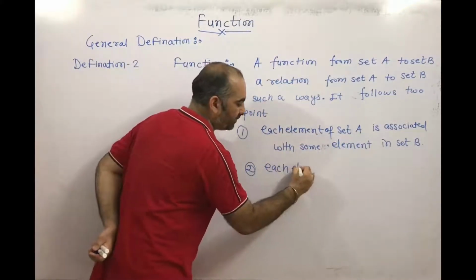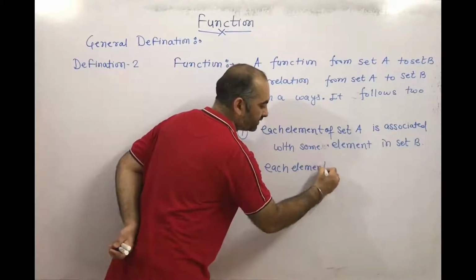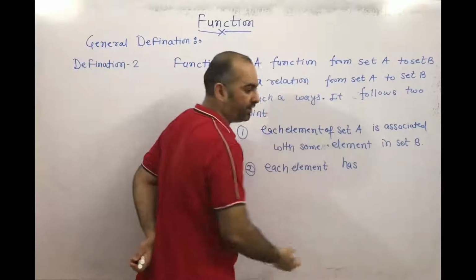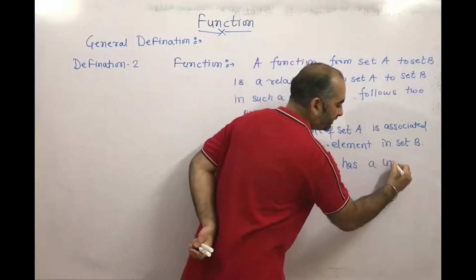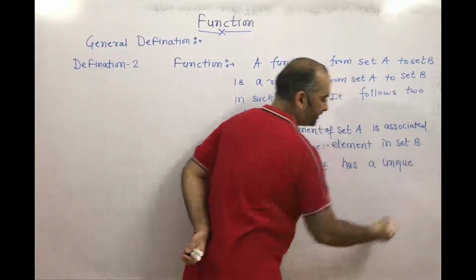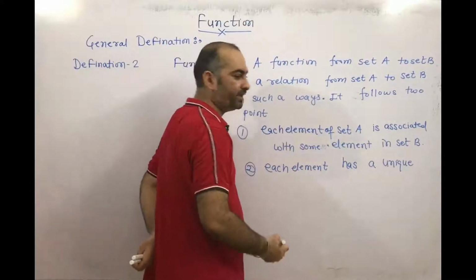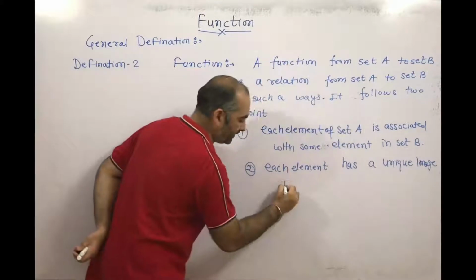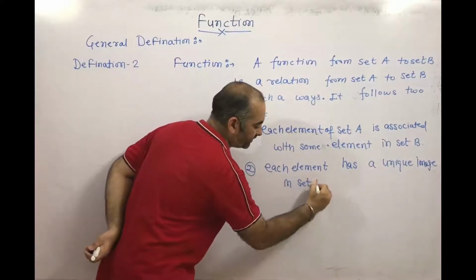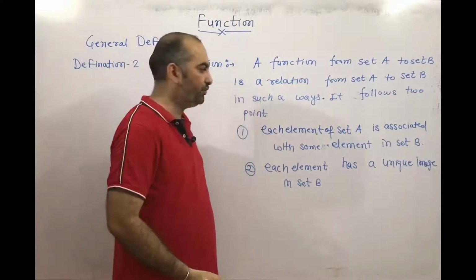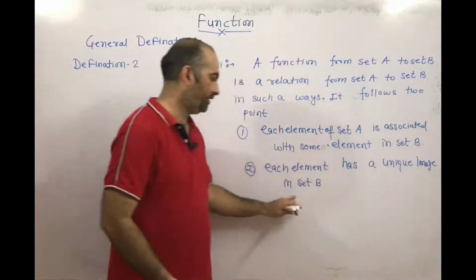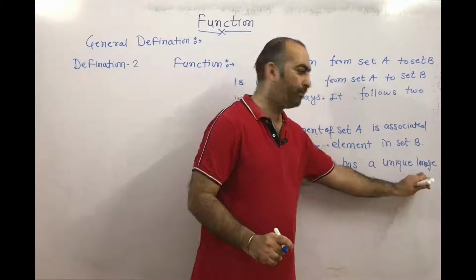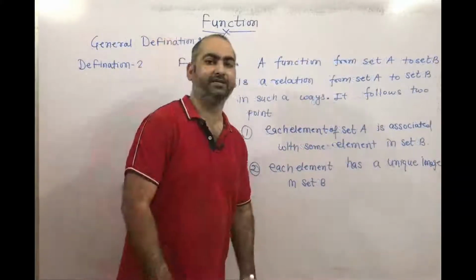Each element has a unique image in set B, or we can say each element has a unique mapping in set B. I'll explain by example.